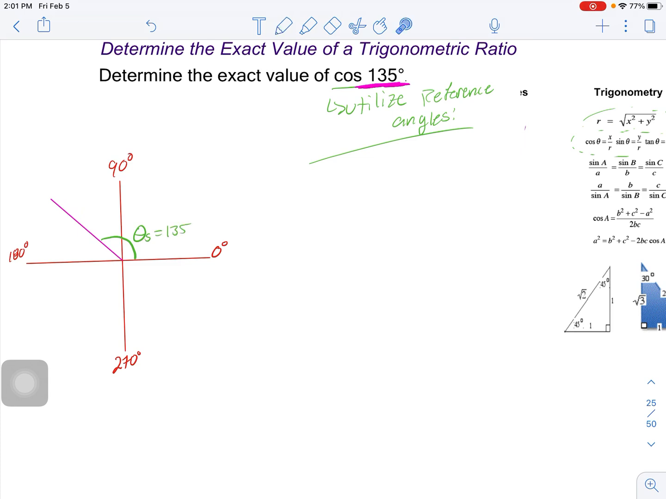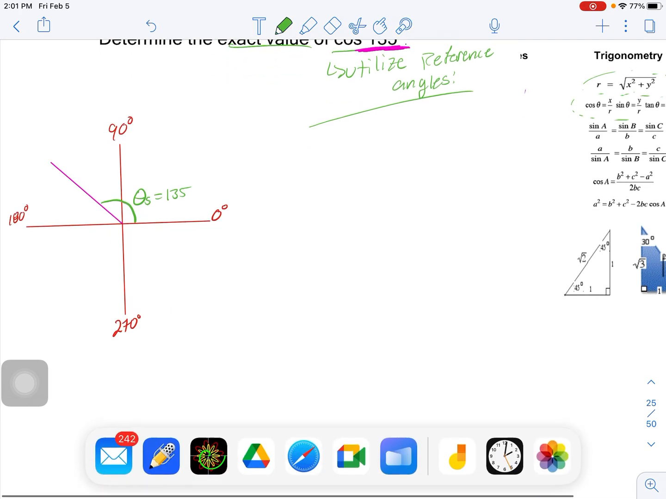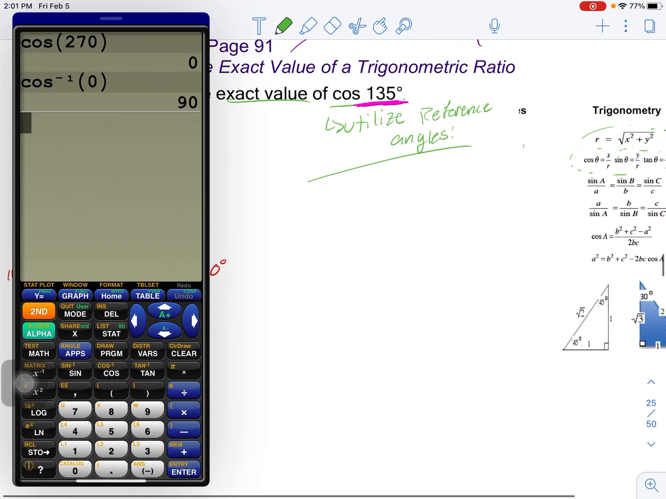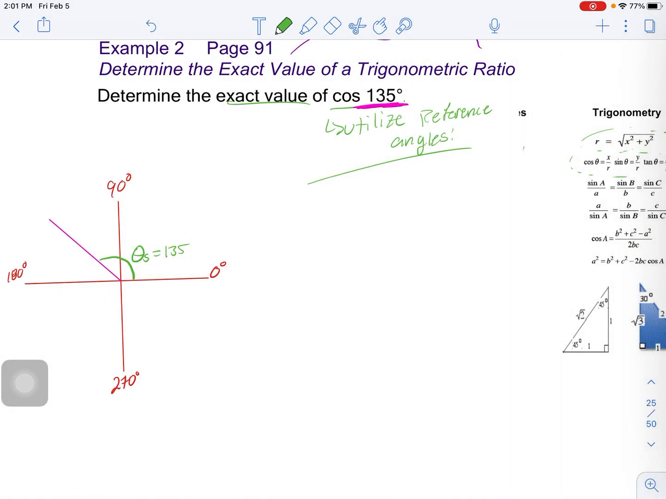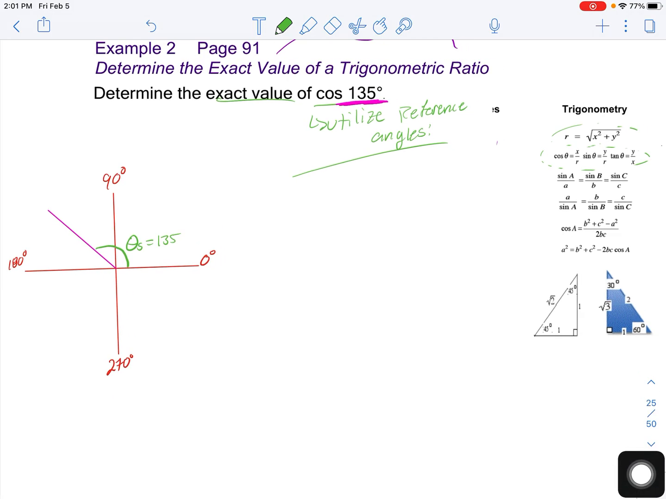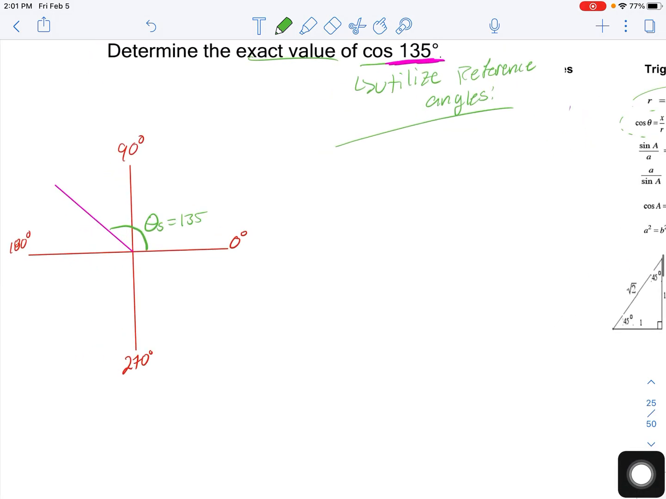Now, in order to discuss our angle and figure out what cos 135 is without a calculator, that's what an exact value is. So first of all, if we just decide to plug in cos 135, you're going to get a decimal number, but it's obviously not exact. That's not an exact value. So this is where we need to use our understanding of possibly our special triangles.